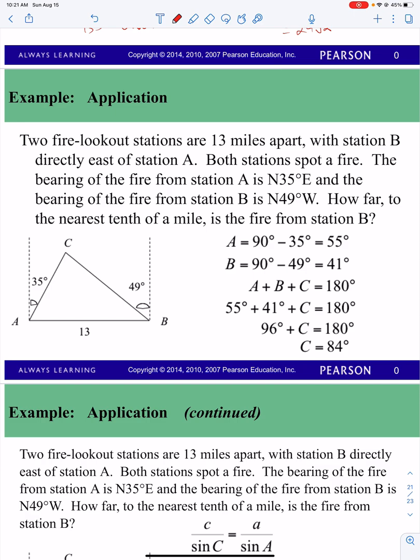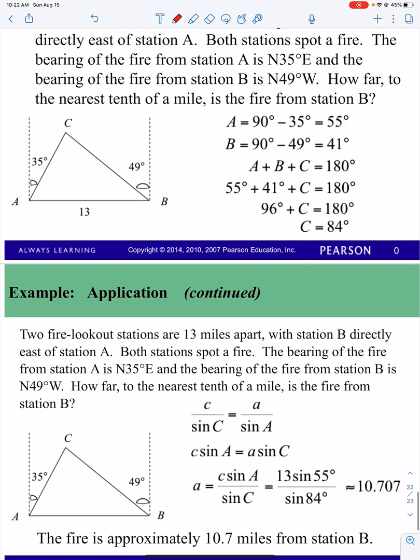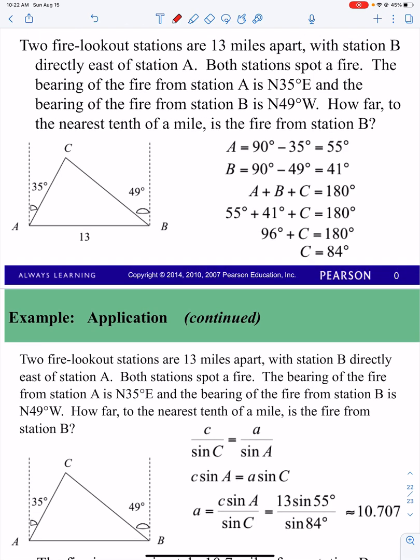So two fire lookout stations are 13 miles apart, with station B directly east of station A, and both stations spot a fire. The bearing of the fire from station A is north 35 east, and the bearing of the fire from station B is north 49 west. How far, to the nearest 10th of a mile, is the fire from station B? So what do we want to find here? We want to find this side, yeah.